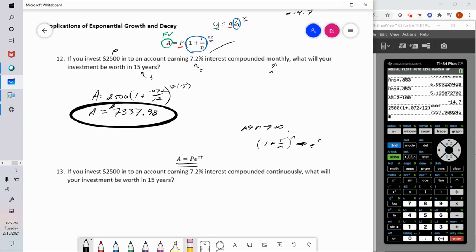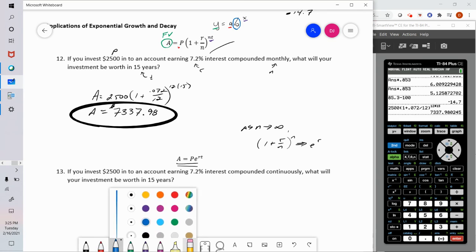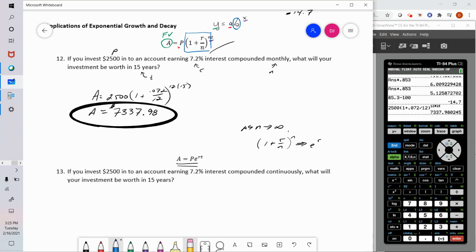And so what you'll notice is that in this function we have replaced, not essentially, exactly, 1 plus r over n to the n has been replaced with e to the r.